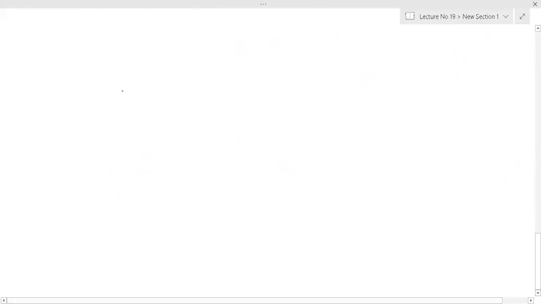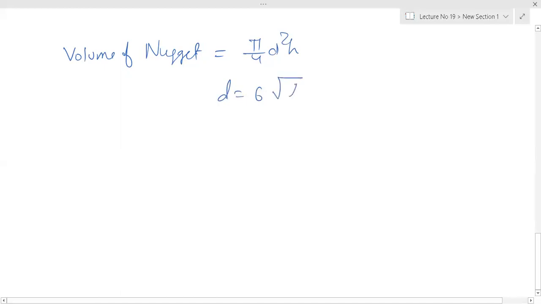Now, volume of nugget we have already discussed. Volume of nugget is equal to pi by 4 d square h. Generally, if it is not mentioned, you can take d equal to 6 root t millimeter. Generally we take that diameter, right?